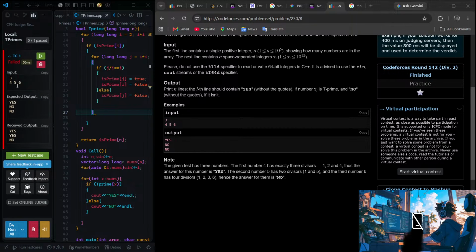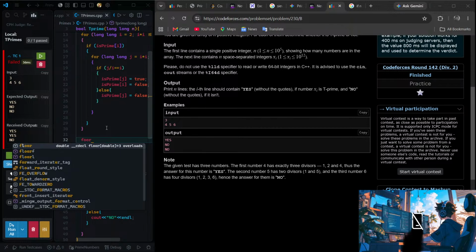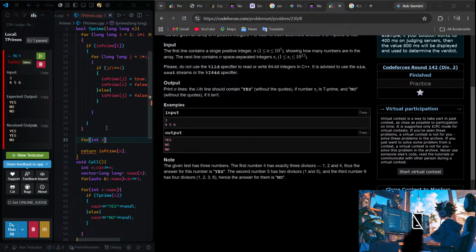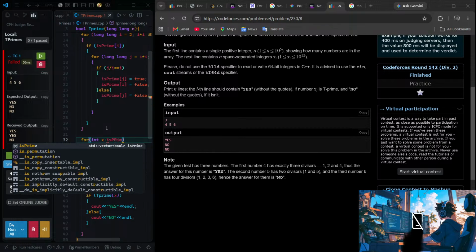So for 5, it will give me yes. Why? I have to print for int x, isPrime.